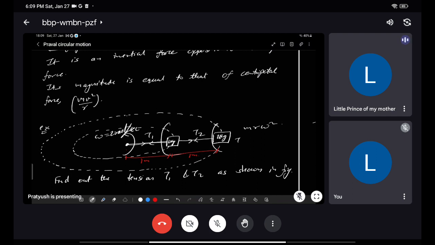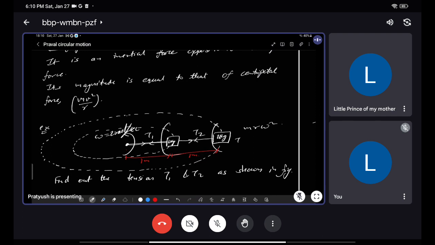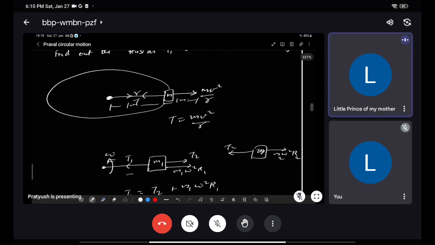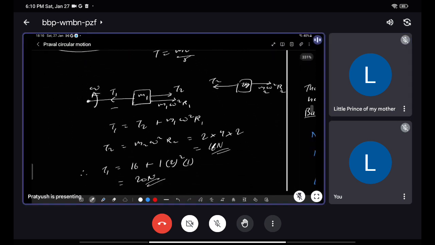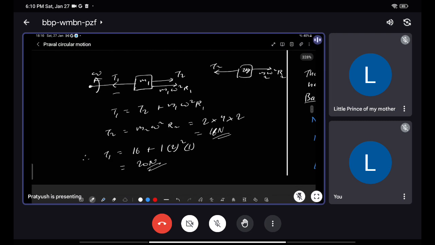So 20 and 16, sir. 20 and 16 what? Newtons? Sir, Newton, sir. Very good, very good. How did you do it? Just we need to apply the concept of pseudo force. Pseudo force will be pulling the block in outward direction. That is mv square by r will act in outward direction, and that will create the tension in the string. Okay.